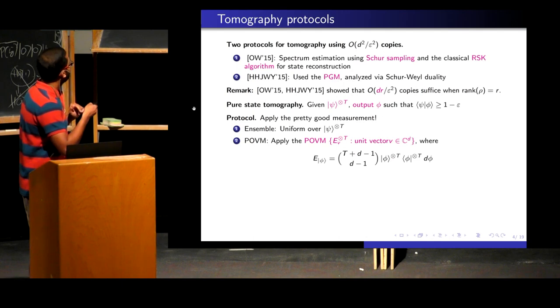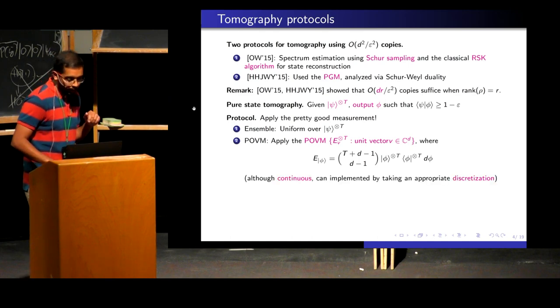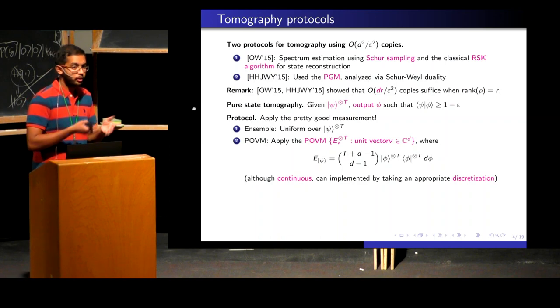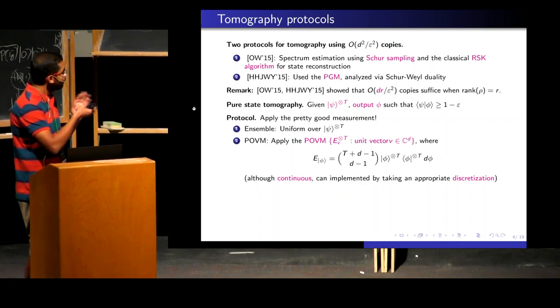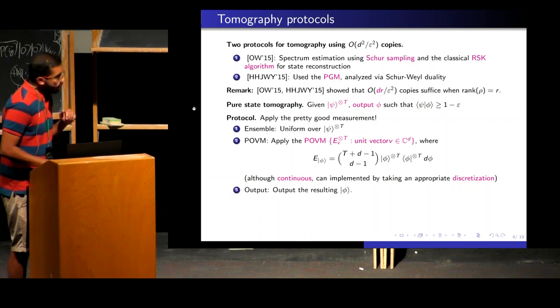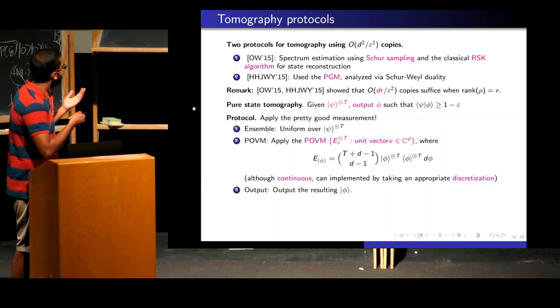So I give you copies of the state psi. I'm going to perform this POVM. If you write down the pretty good measurement for it, it's going to look like this. And as I said, this is a continuous POVM, but you could discretize it. You could just look at the net of this POVM and look at the discrete net and just apply the POVM corresponding to the net. And this POVM is going to output a state phi, and that's going to be your output.